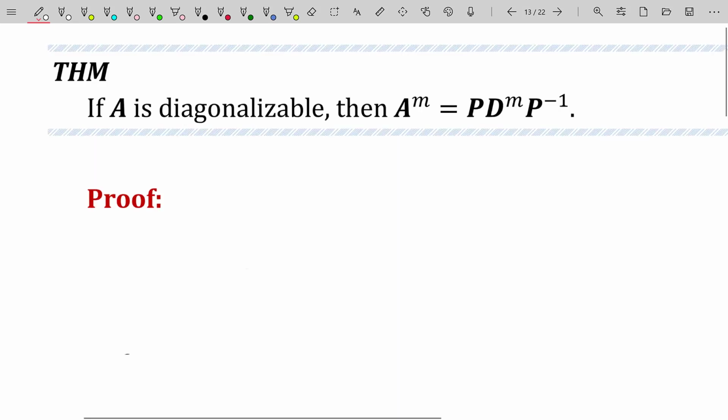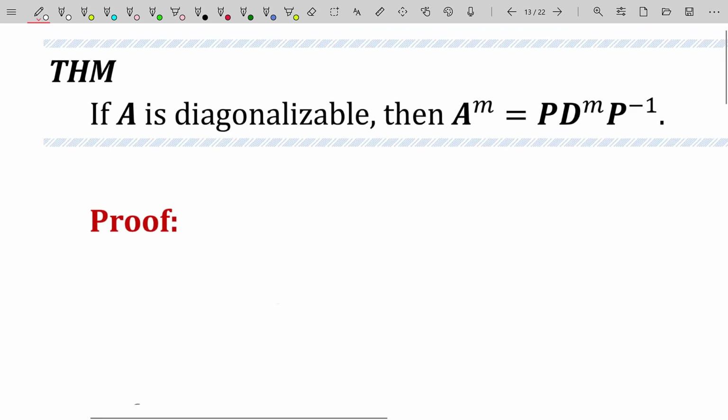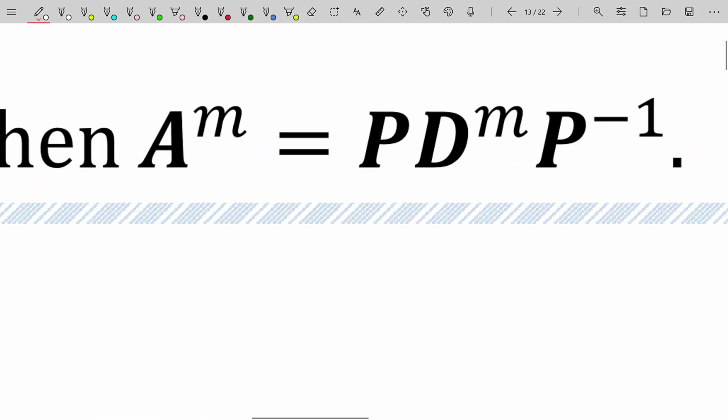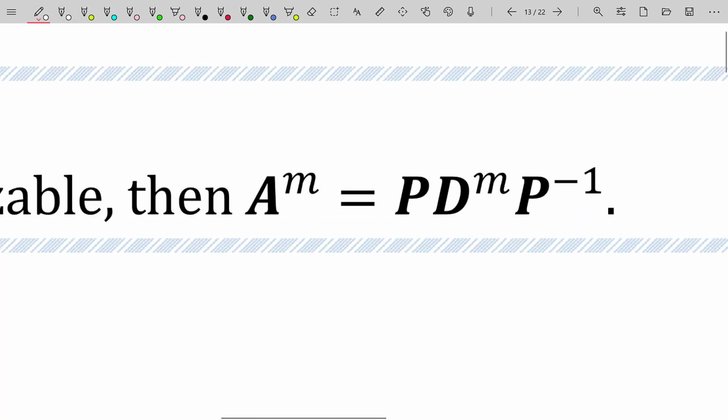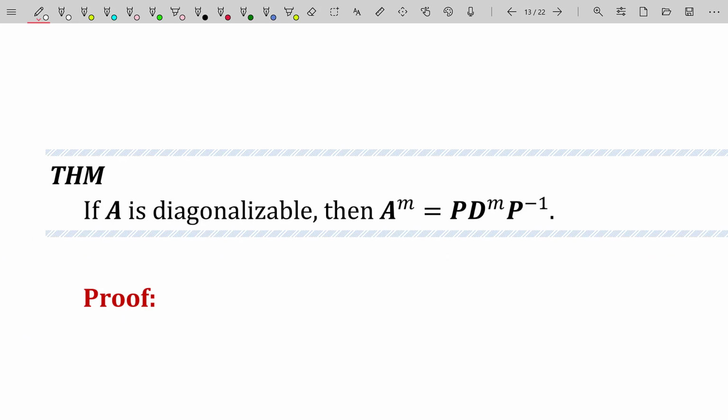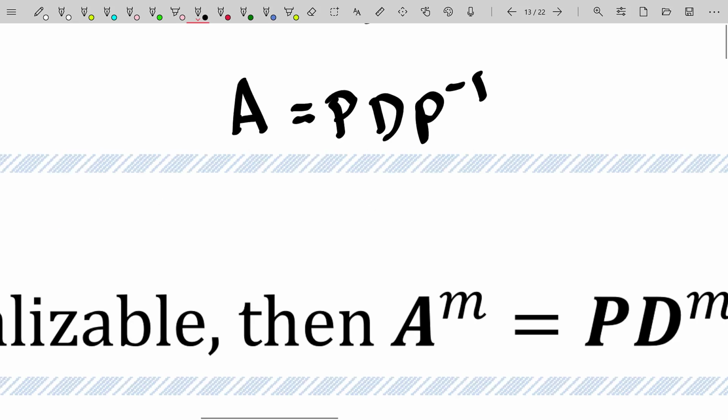And the theorem we're going to need for that is this guy right here. If A is diagonalizable, then A to the nth power is P times D to the nth power times P inverse, where, by the way, that P comes from the relation A is equal to P D P inverse, or in other words, P inverse AP is equal to D. So if A is diagonalizable, then there exists a matrix P that's invertible such that P inverse AP is equal to D. Multiplying both sides on the left by P and on the right by P inverse, we get to this relation.